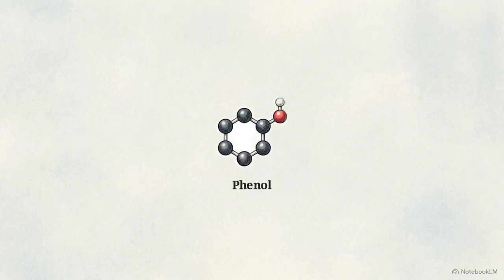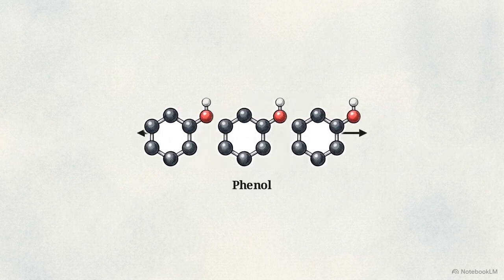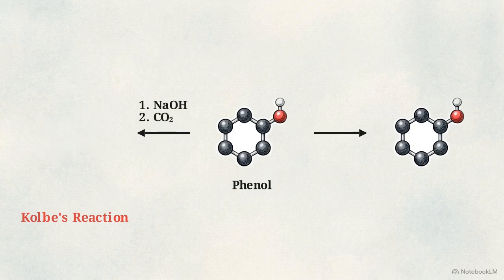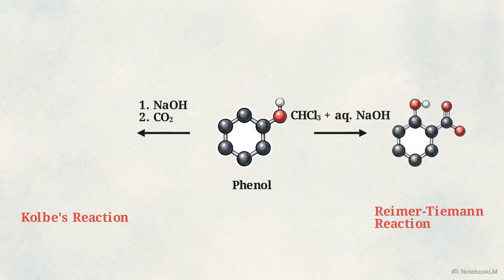For exams, phenol chemistry centers on 2 highly specific named reactions that branch off from a single starting point. Let's map these diverging paths. On the left, we have Kolbe's reaction. By exposing phenol to an alkaline medium and carbon dioxide, we convert it into salicylic acid. On the right is the Reimer-Tiemann reaction. Here, reacting phenol with chloroform and aqueous sodium hydroxide attaches an aldehyde group right at the ortho position, creating salicylaldehyde.